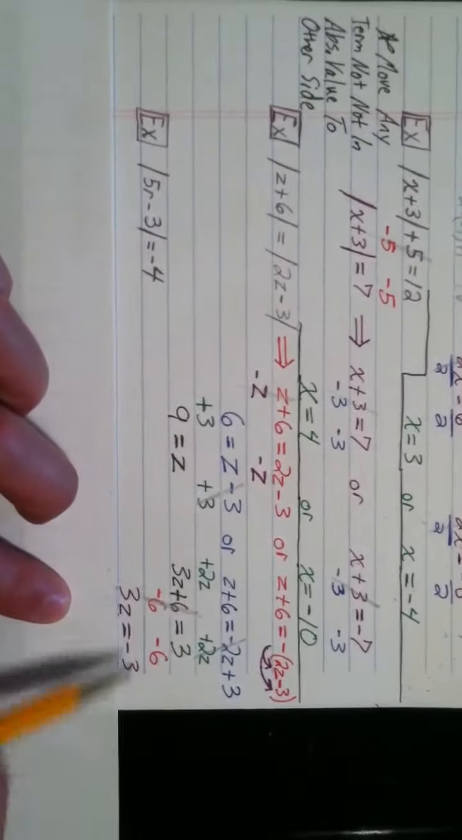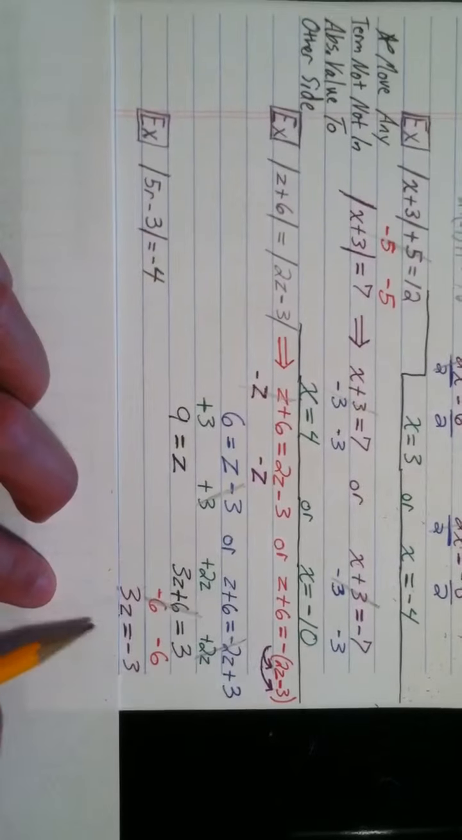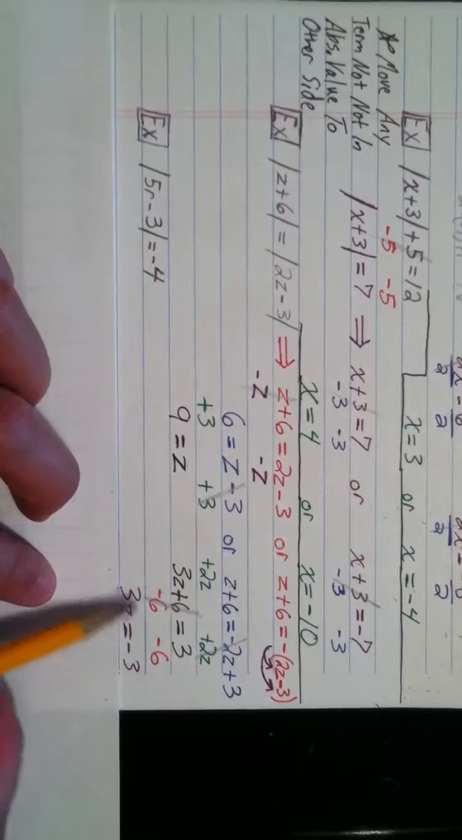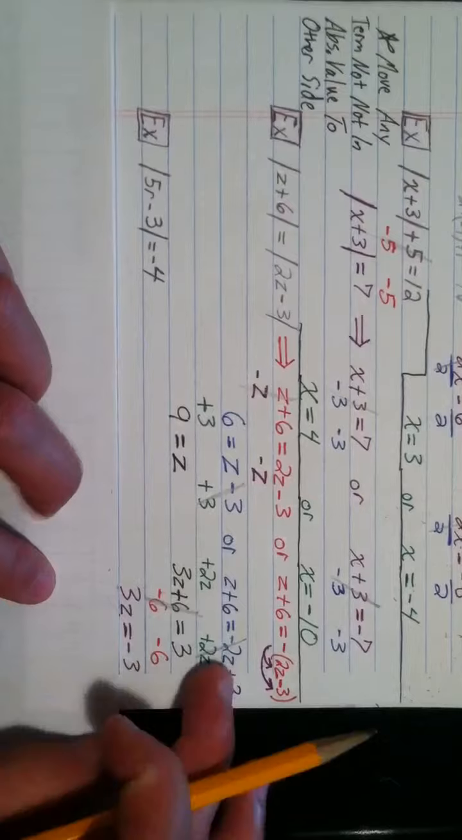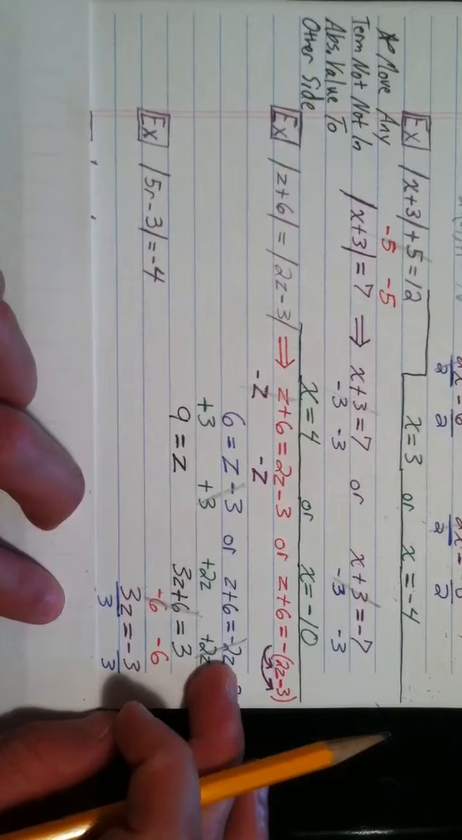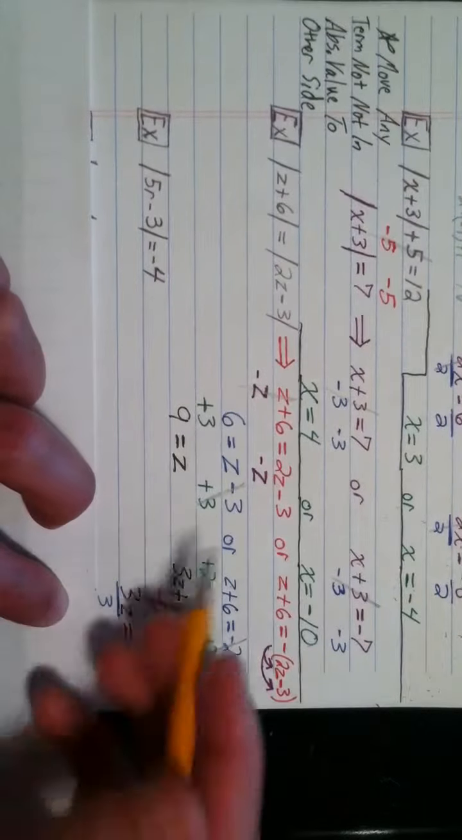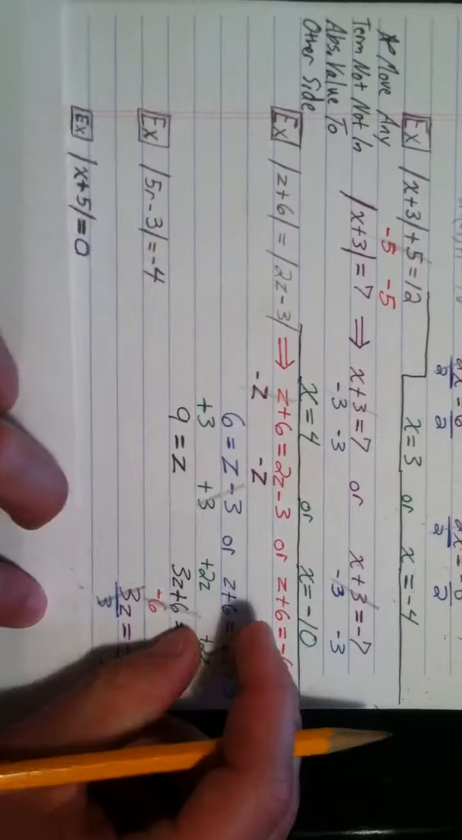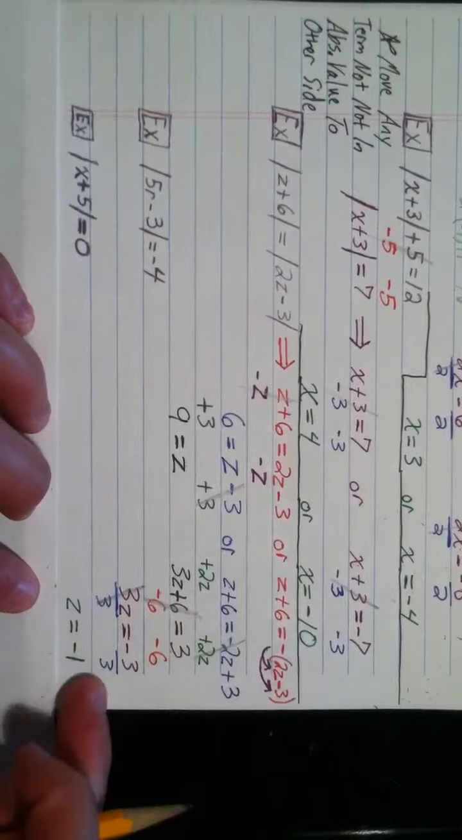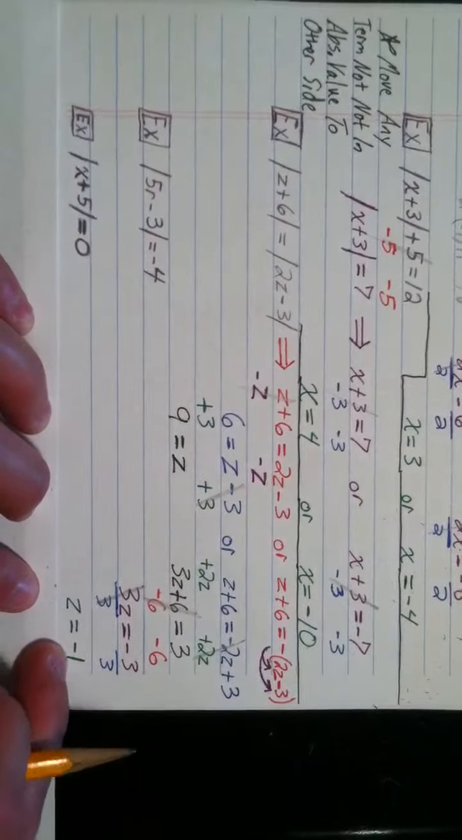Last step, to get z completely by itself, we need to divide by the coefficient 3. So dividing by 3 on both sides divides out the 3's here, gets us z by itself, and negative 3 divided by 3 gives you negative 1.